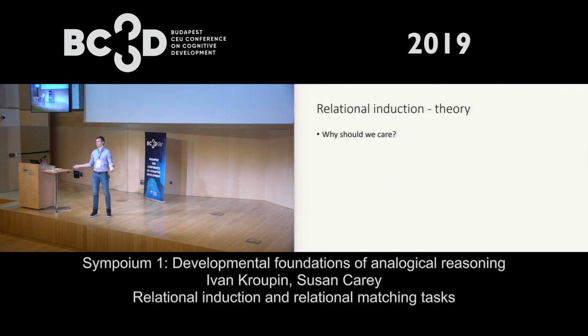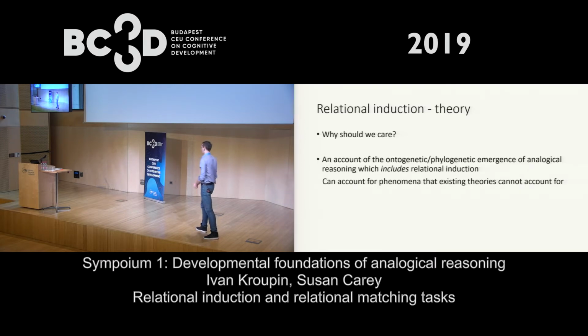Okay, so that's all well and good. A priori arguments always can be interesting, but why should we care about relational induction in our empirical studies of the development of analogical reasoning? Well, the claim I want to make is that an account of the ontogenetic or phylogenetic emergence of analogical reasoning, which includes relational induction, in addition to relational representation and executive function, can account for phenomena that theories that don't include relational induction cannot account for.